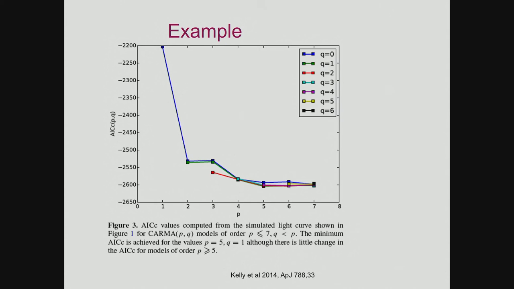And you can see that above 4 or 5, if you start adding more and more parameters, you don't learn more about the model. So in this case, you would use the model with the smallest number of parameters. You don't over-parameterize the model.